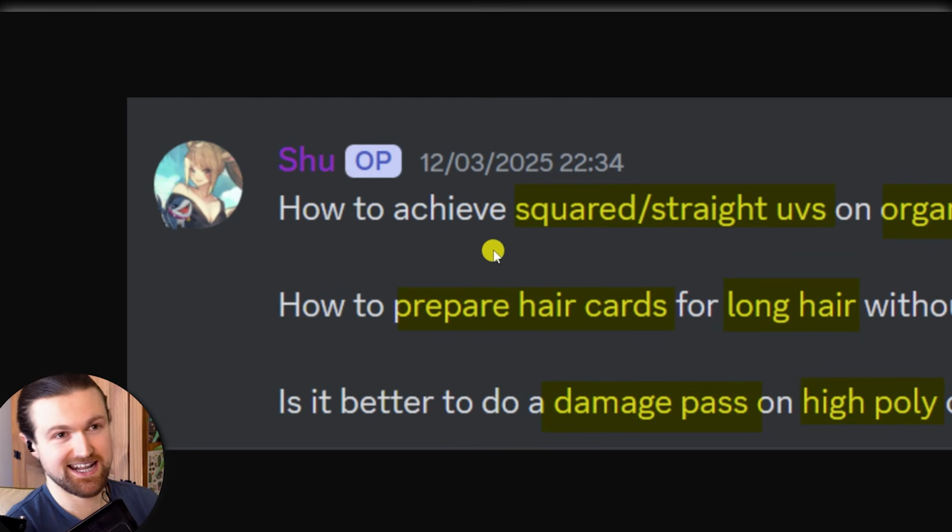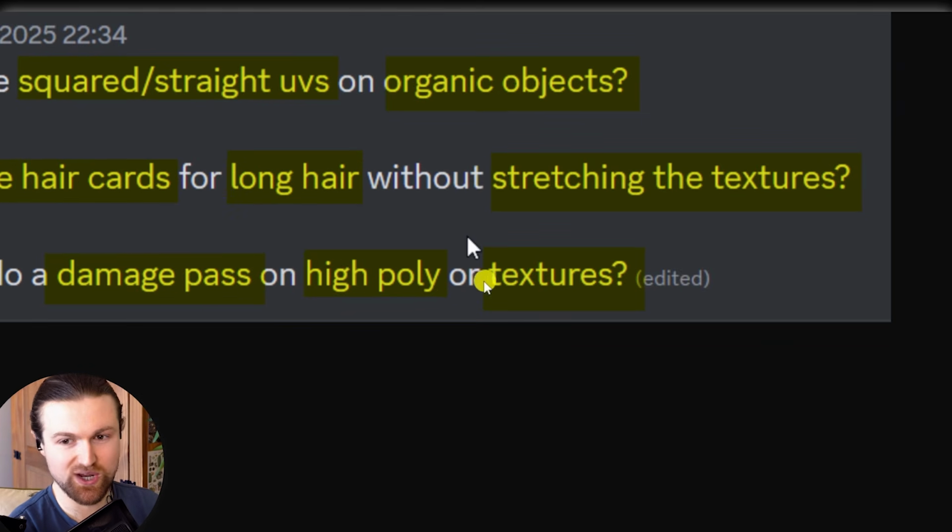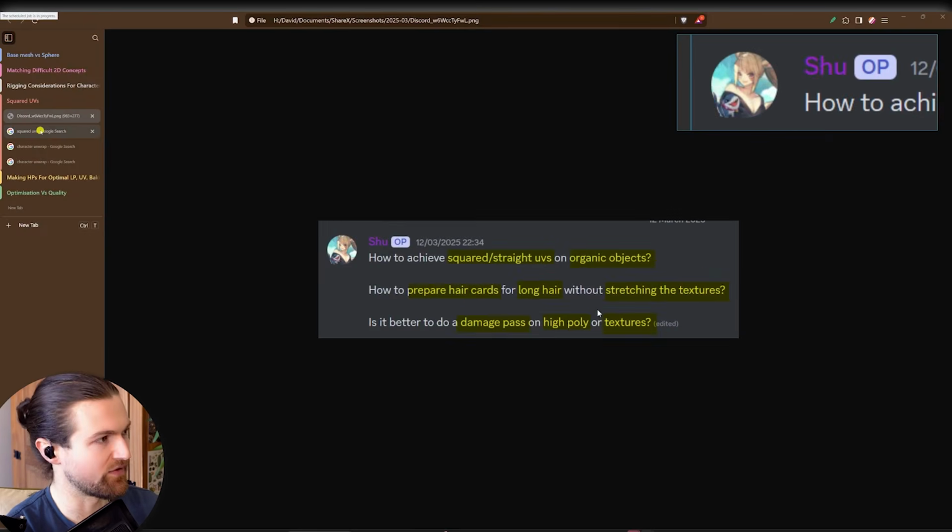So that leads on to the next question quite well. And this is from Shu. It's how to achieve squared straight UVs, just like we were talking about with the trim sheet, on organic objects. And also how to prepare hairs on long hair without stretching the textures. So really good questions here. And also, is it better to do a damage pass on a high poly or in the textures? So really good core fundamentals there.